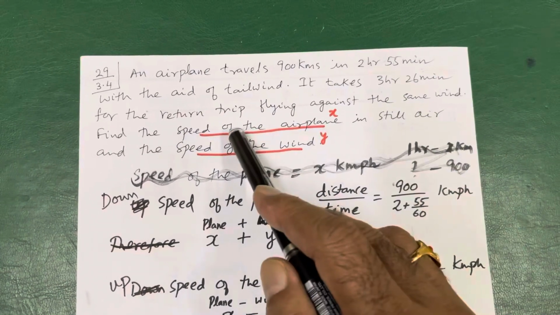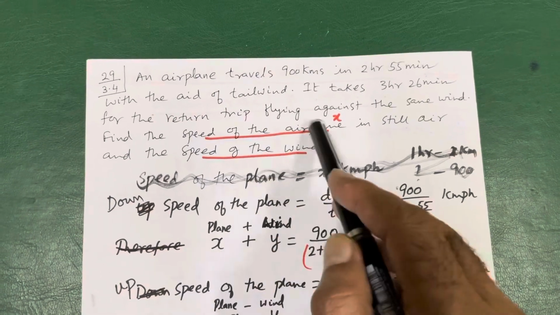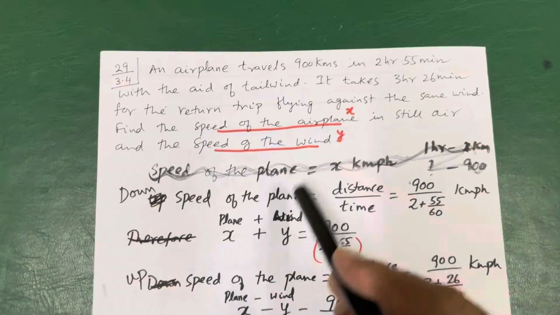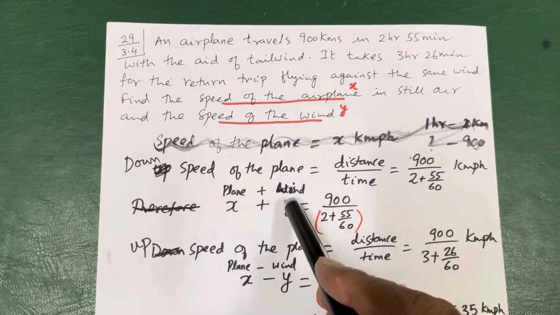So find the speed of the airplane. Identify the variables: the speed of the wind. Identify the variables x and y. X is the speed of the airplane, y is the speed of the wind.